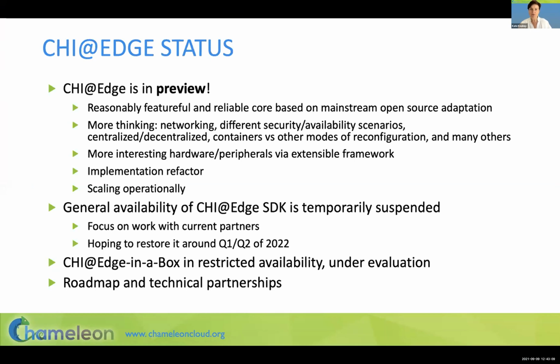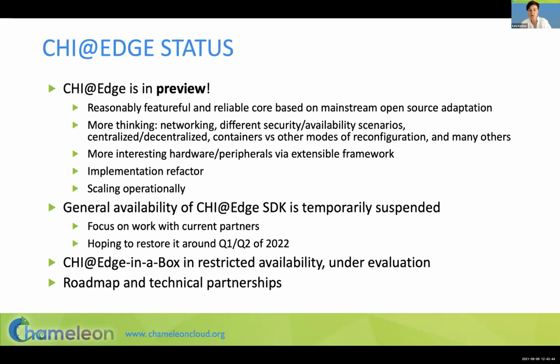So we've got a reasonably featureful and reliable functionality core that is based on a mainstream open source project, but obviously we had to extend it and adapt it in many ways in order to satisfy our use case. So there are many things that we're still working on. More features, in particular, networking right now is handled in a very simplistic way, and there are many, many other features. We would like to understand what other features you and your project need specifically.